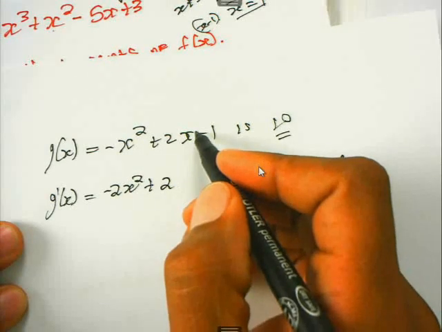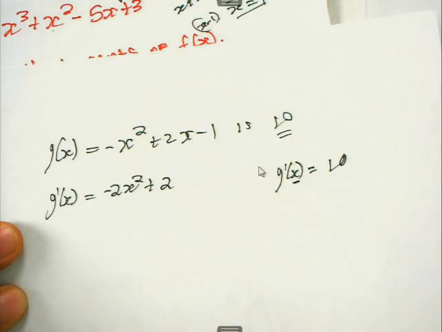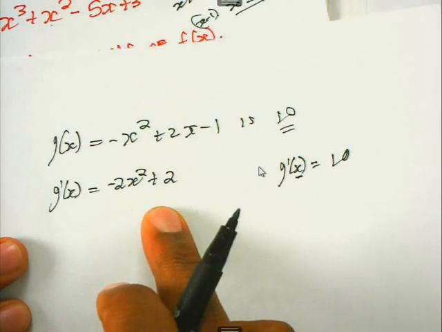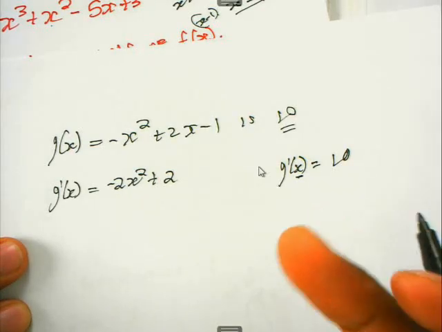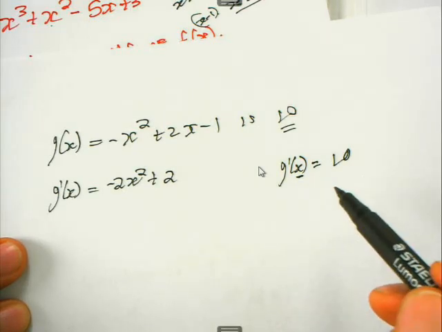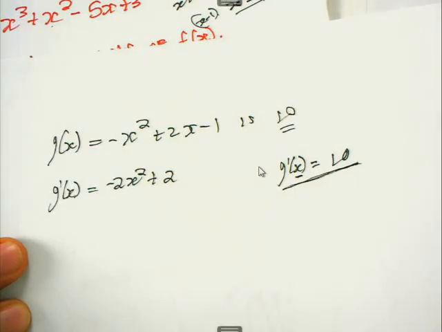Because this is a 1 here, then 1 times 2 is 2. Now, what is the derivative of minus 1? That is 0. Good. Now, we have g prime of x is equal to minus 2x squared plus 2. Right. What is it that we know? We know that the gradient of the tangent is a positive 10.